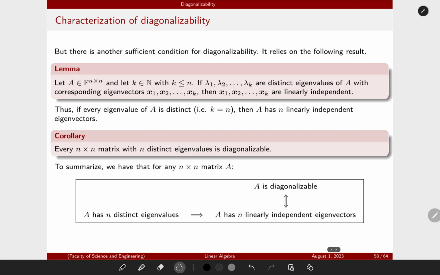And we summarize that in this chart. So first we saw that A is diagonalizable if and only if it has n linearly independent eigenvectors. And that is implied by having n distinct eigenvalues. Note, however, that the implication the other way does not necessarily hold, because the eigenvectors can be independent, but there can still be non-distinct eigenvalues. It's only this implication that holds.